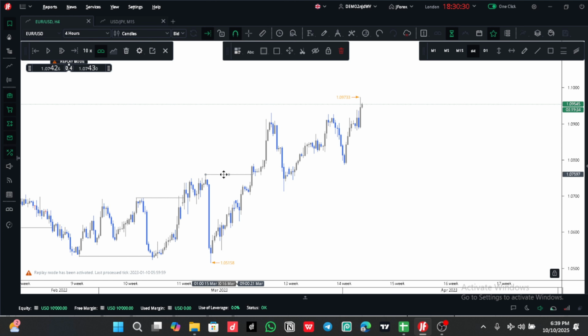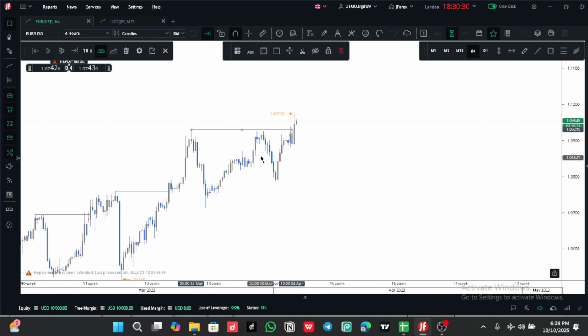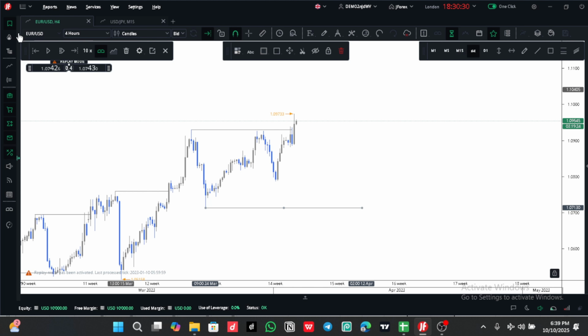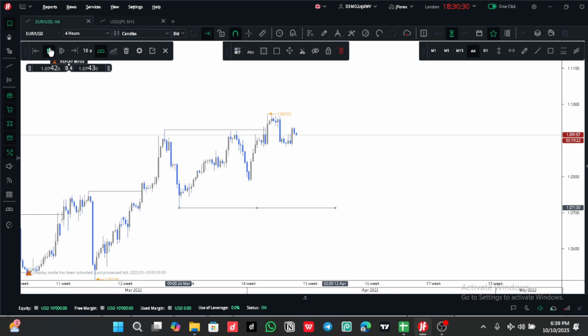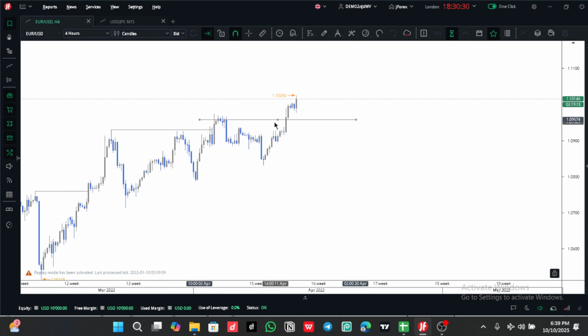Okay, the market has broken again with the body candle. This is what I'm looking for. This is what I like. So this will be my new strong low. Now it's pulling back. Finally, it broke again with the body candle again.